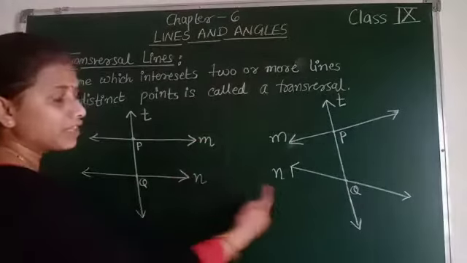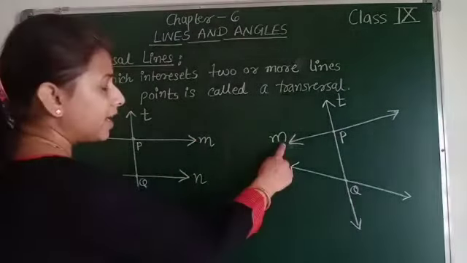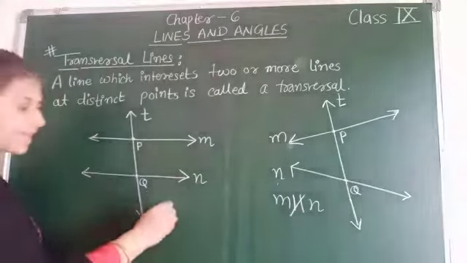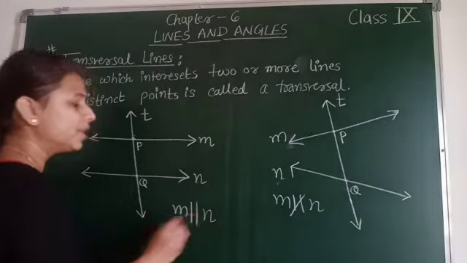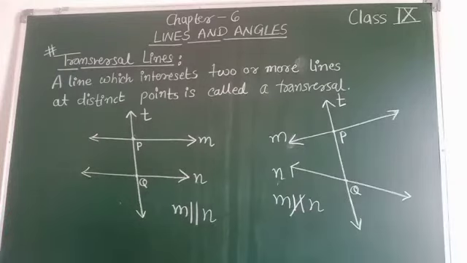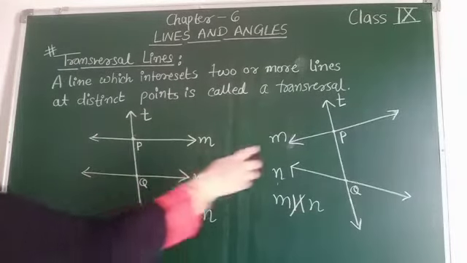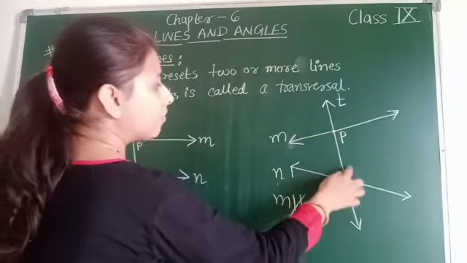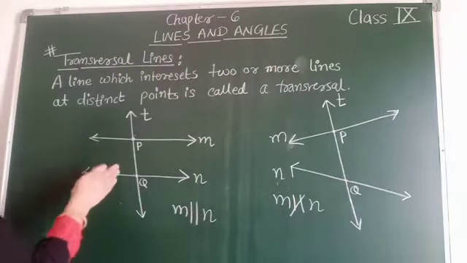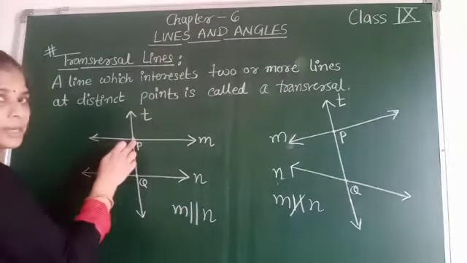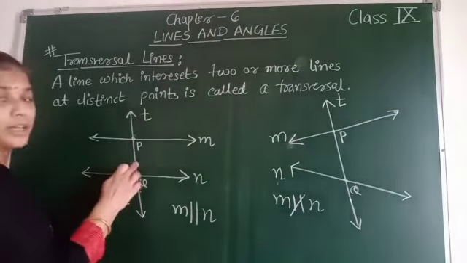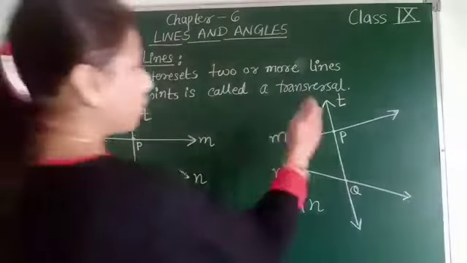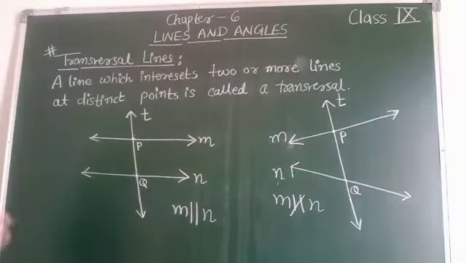But what is the difference between these two diagrams? In this diagram, line M is not parallel to line N, but in this diagram, line M is parallel to line N. And as you can see here, students, observe that four angles are formed at point P and four angles are formed at point Q. In this diagram also, there are four angles formed at point P and four angles formed at point Q. It means a total of 8 angles are formed at points P and Q in both diagrams.